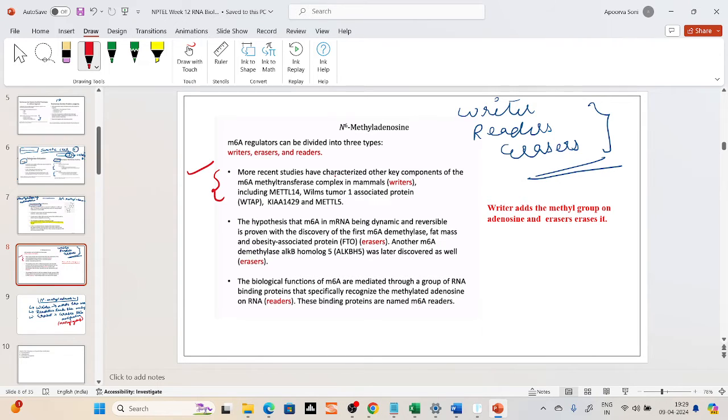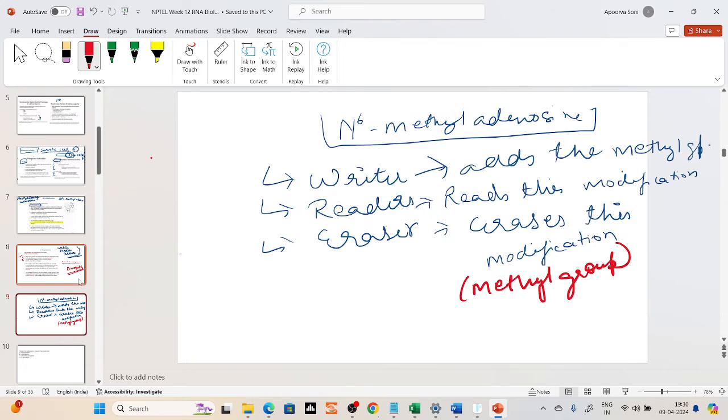The hypothesis that m6A in mRNA is dynamic and reversible was proven with the discovery of the first m6A demethylase, which is FTO. That means this methylation of adenosine is reversible. It can be removed with the help of erasers. So erasers are nothing but demethylases. Demethylase means that which removes the methyl group.